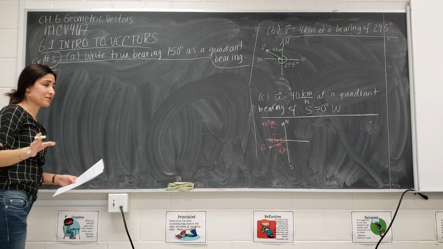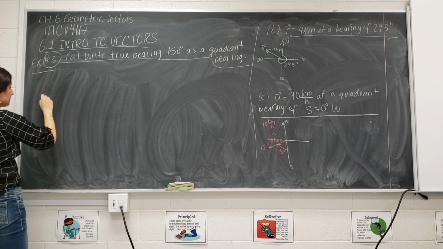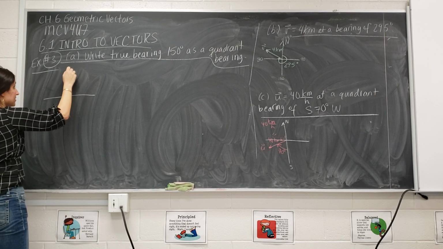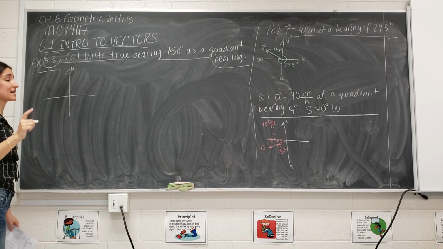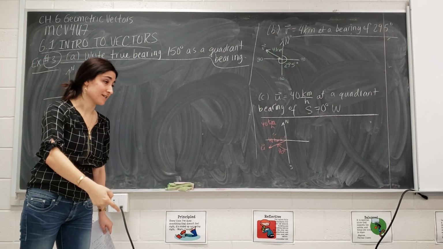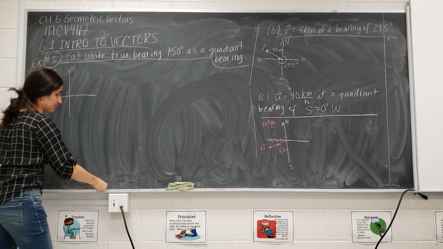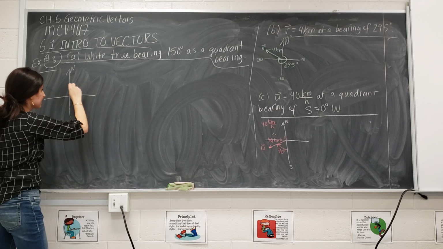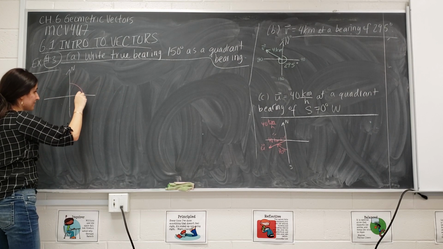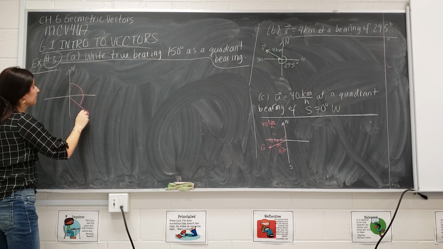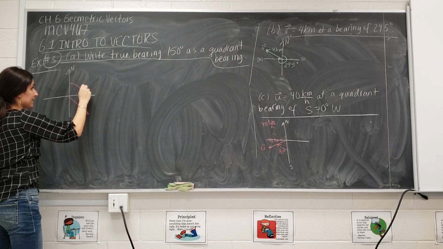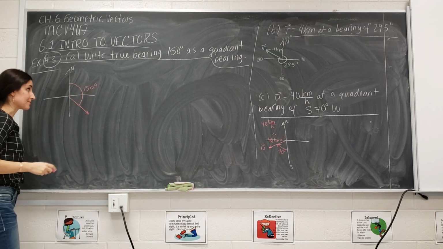All right, so first things first, let's draw the true bearing of 150 degrees. So here's my north. True means I start from north and I move clockwise. So clockwise from north, 150 degrees, that's right about here. Okay, so 150 degrees is my angle.